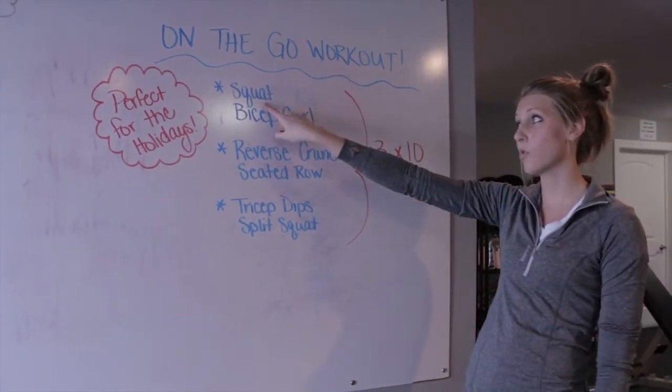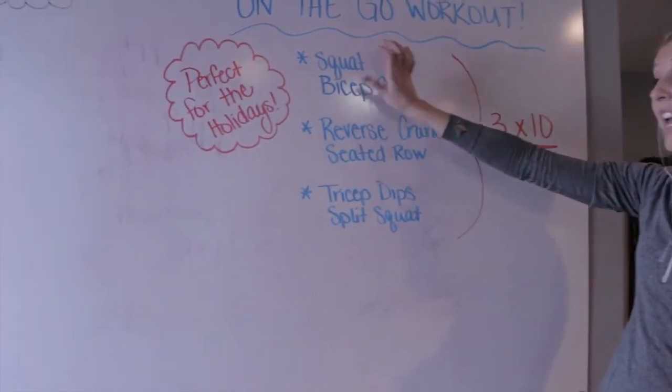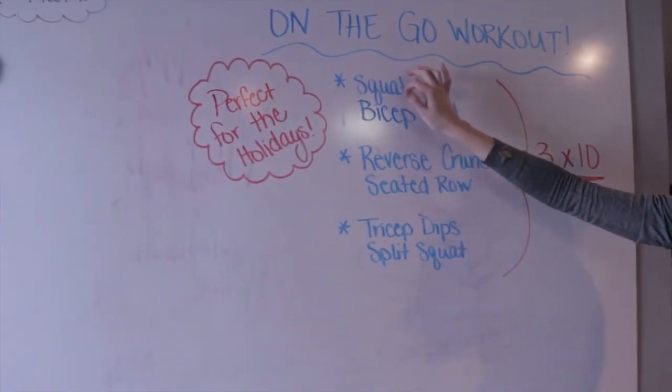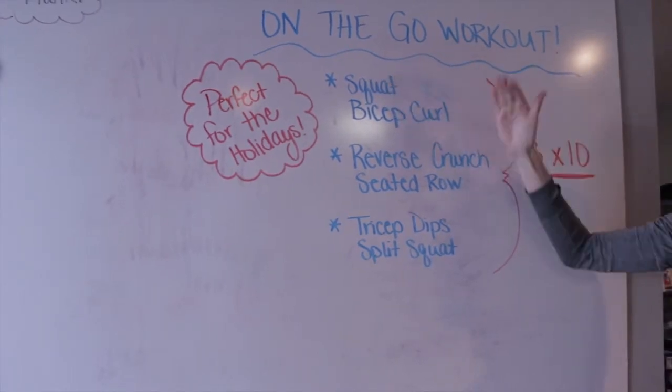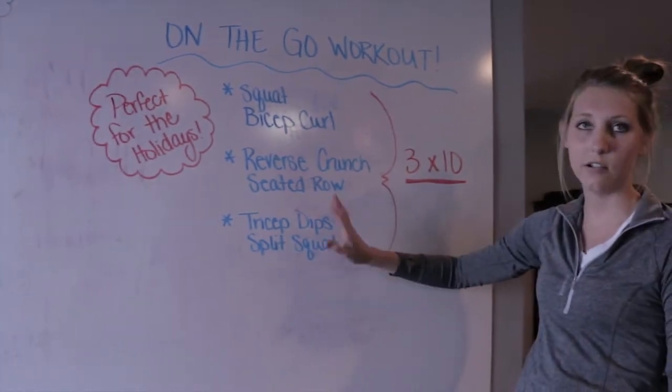So first we're going to do the squat, we're going to do 10 of those, then we're going to do the bicep curl, we're going to do 10 of those, and then kind of repeat back and forth until we've done 3 sets. When you've done that, then you can move to the next couple, do it the same. When you're done with that, you move to the last 2 and do it the same.